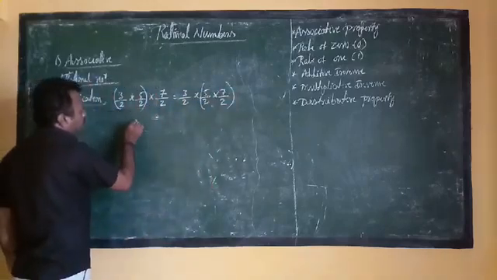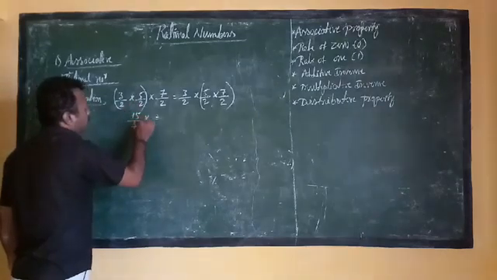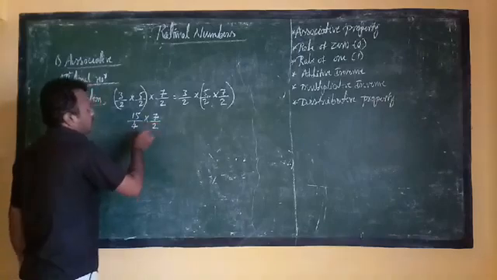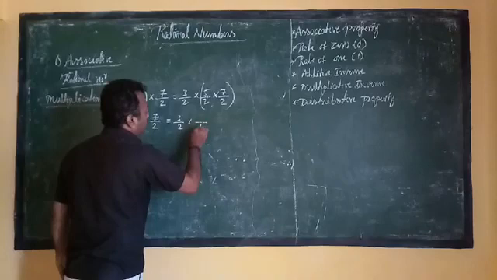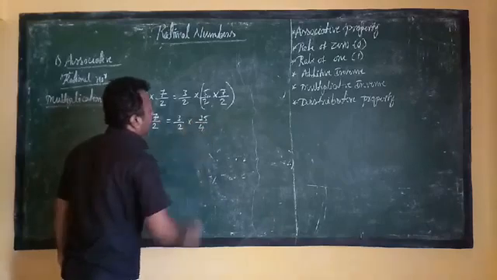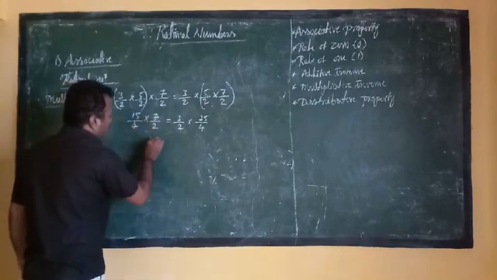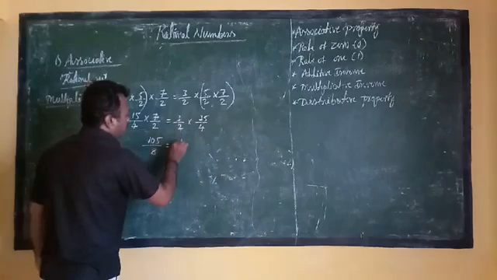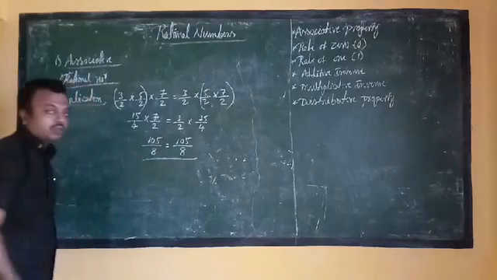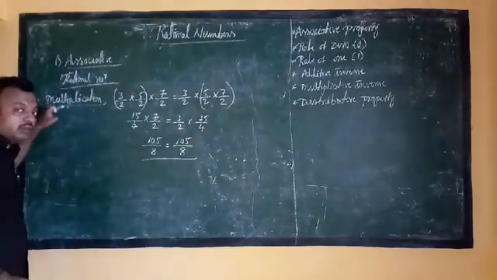So 2 2s are 4, 5 3s are 15, 15 by 4 into 7 by 2 as it is written. It is equal to 3 by 2 into, 2 2s are 4, 7 5s are 35. Now next, 15 7s are 105, 4 2s are 8. It is equal to 35 into 3 is 105, divided by 4 2s are 8. Therefore, LHS is equal to RHS, correct? Therefore, the associative property of a rational number is satisfied under multiplication.